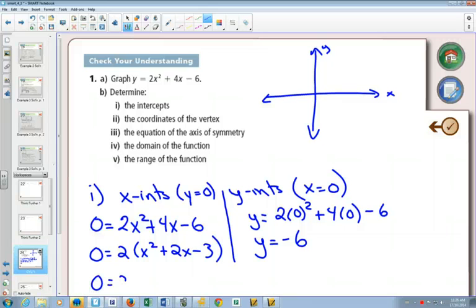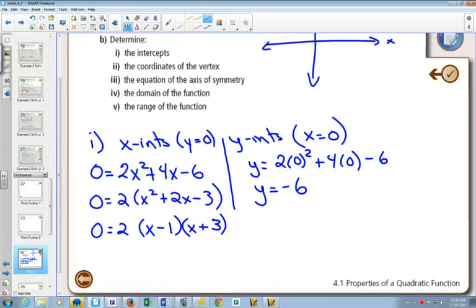Is that easy to factor? Yes. x and x, 3 and 1. 3 would be positive, 1 would be negative. Split it there. x could be 1 or x could be negative 3. There are our x-intercepts.